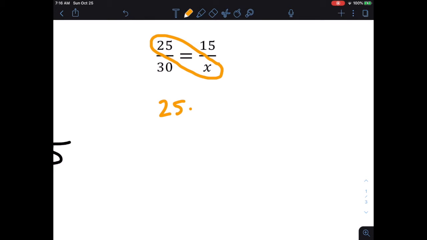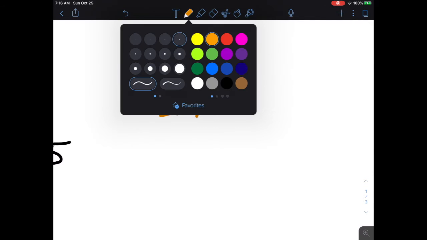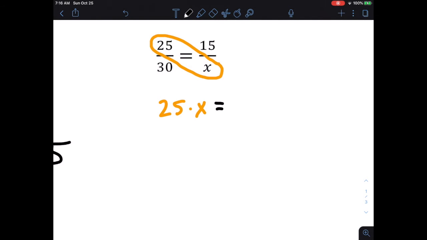So I have 25 times x equals, and then 30 times 15. Now some of you might be wondering, can I do 15 times 30 or 30 times 15? It doesn't matter because you're going to end up with the same number whether you multiply 30 times 15 or 15 times 30.